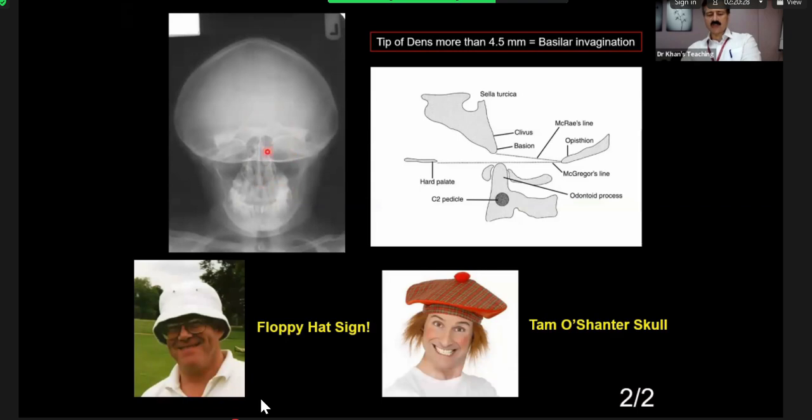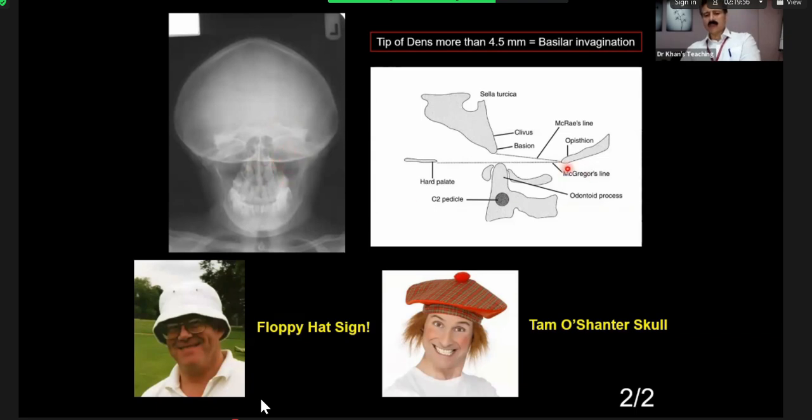This appearance in literature is known as Tam O'Shanter skull, and another sign in literature is the floppy head sign. And this is given in literature both for osteogenesis imperfecta as well as Paget's disease. So it is an important exam case. If you know it, you will pick it up. Otherwise, you will always get confused, because the examiner is going to start with an AP or a PA skull film.